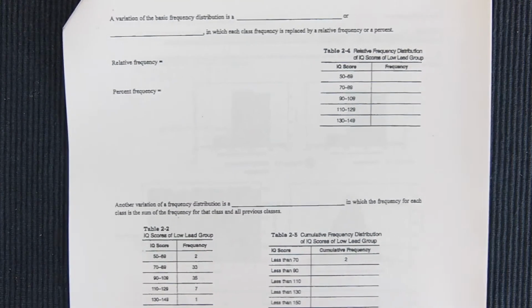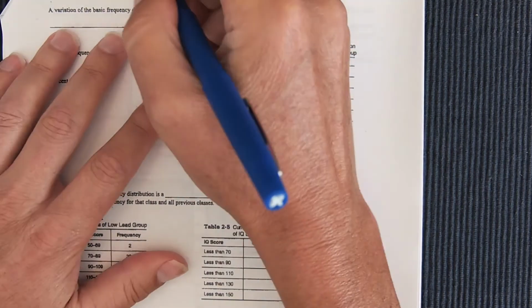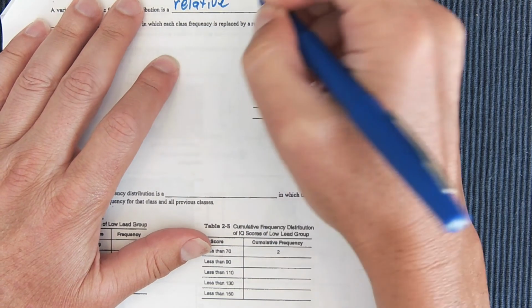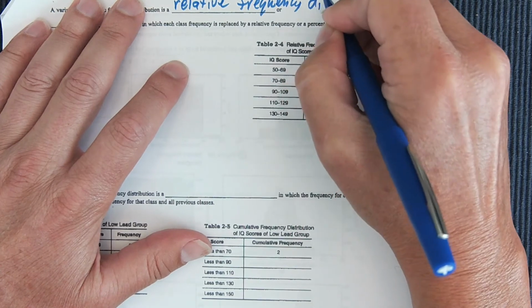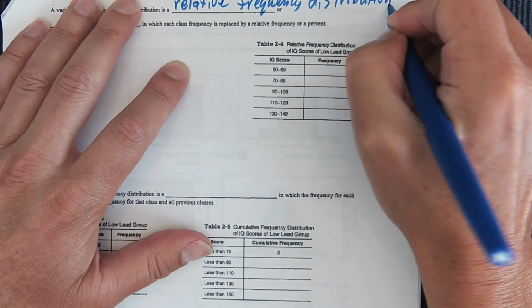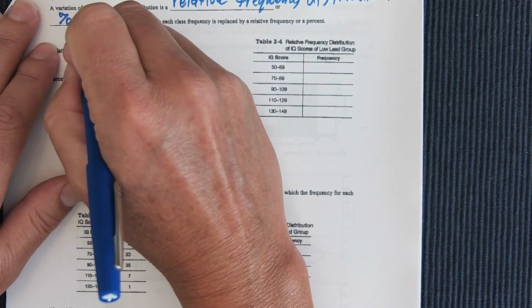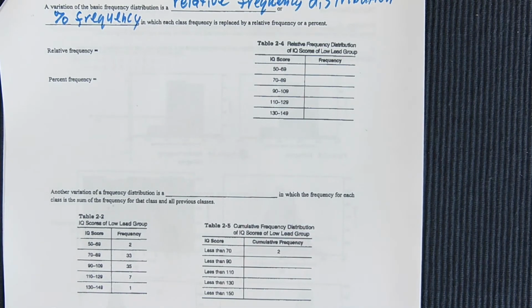All right. Now we have some variations here. A variation of a basic frequency distribution, which is what we just created, is called a relative frequency distribution. This is sometimes called a percent frequency. And you will see why here in just a moment.